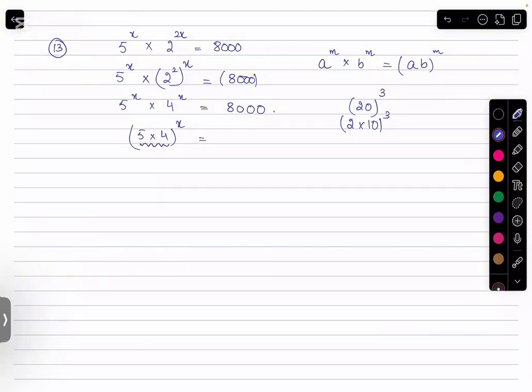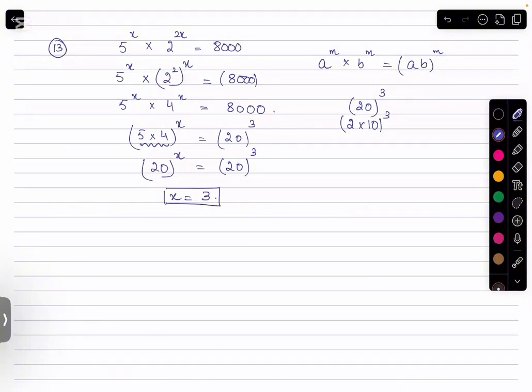So I can convert 8,000 to the base 20, and I can say that this is basically 20 to the power of cube, isn't it so? So on the left side also I have 20 to the power of x. On the right side also it's 20 to the power of cube. Now the two bases are the same, so obviously x equals cube.